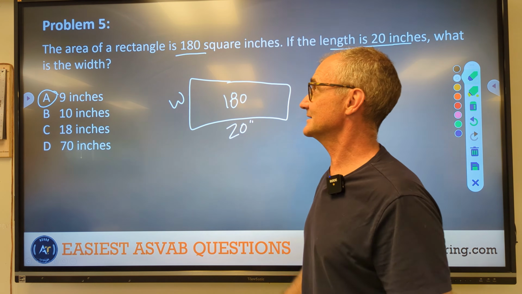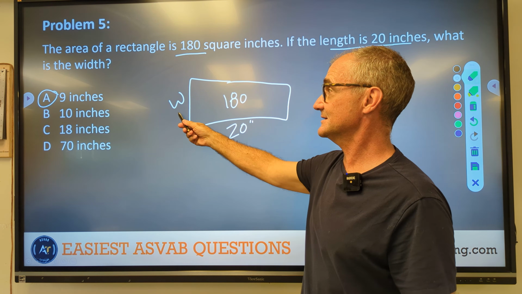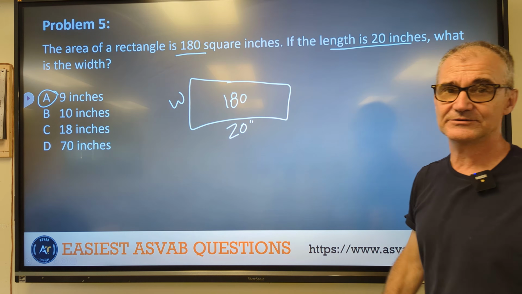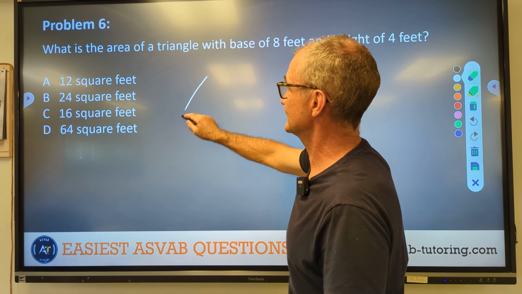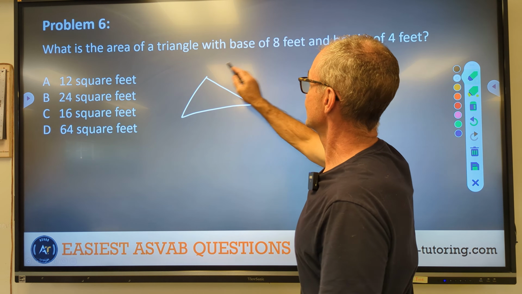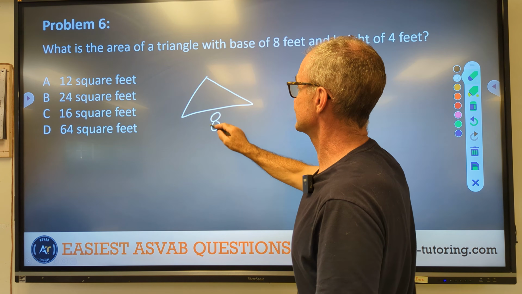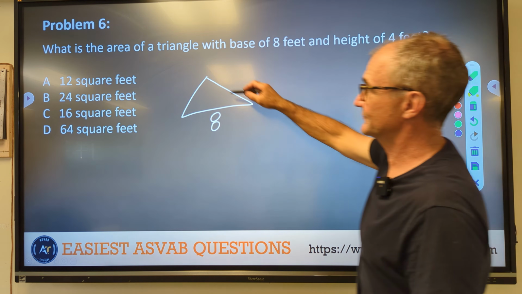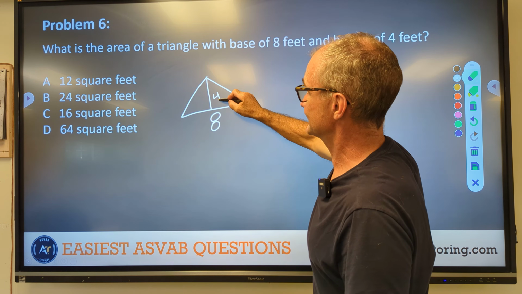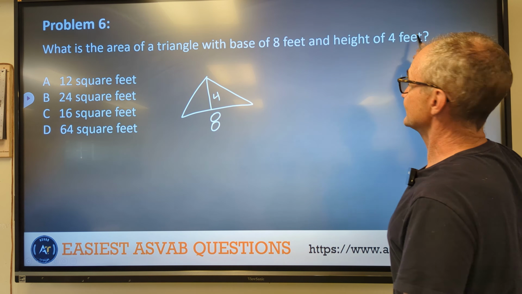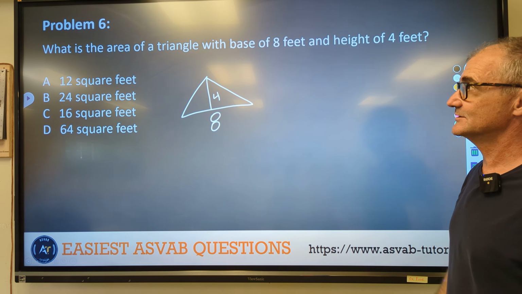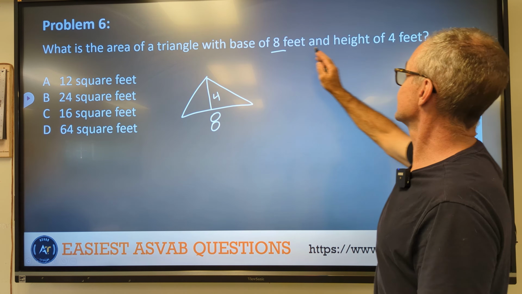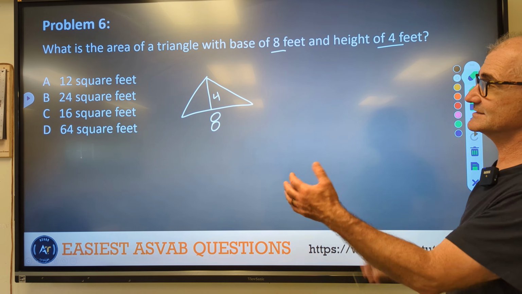And just a quick check on units. This is inches, inches, inches squared. So there's no unit conversion. Number 6, what is the area of a triangle? So I'm going to draw that out with a base of 8 and a height of 4. And again, I'm checking my units, 8 feet, 4 feet, check over here, square feet, no unit conversions. Once I translate this sentence into a picture, it's a lot easier.